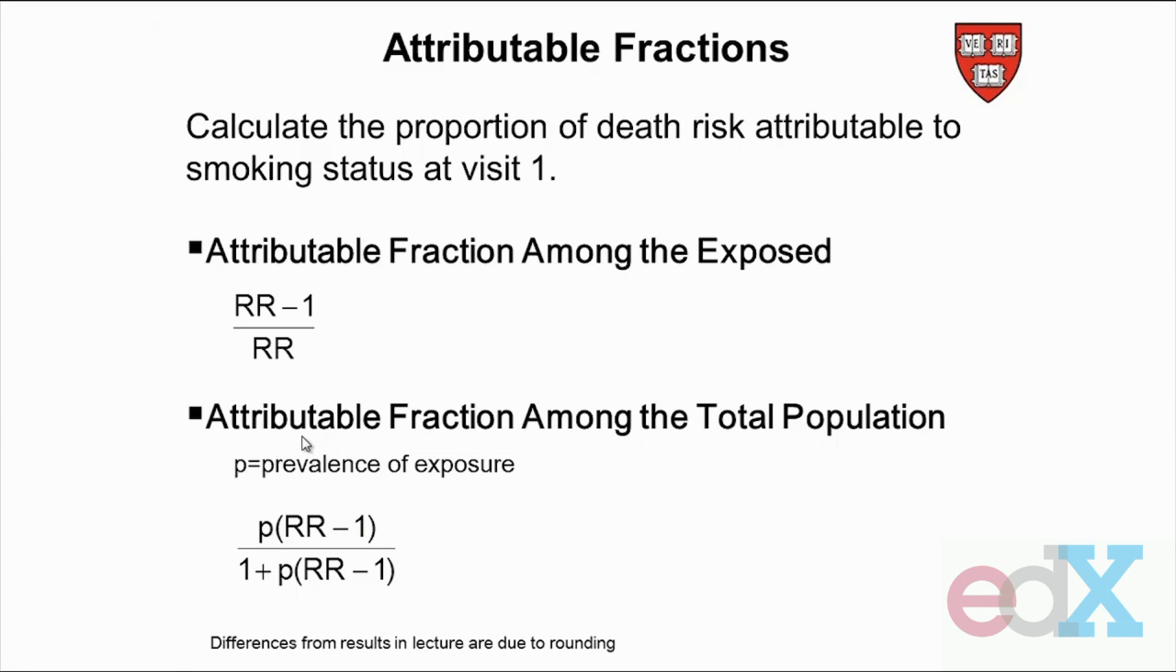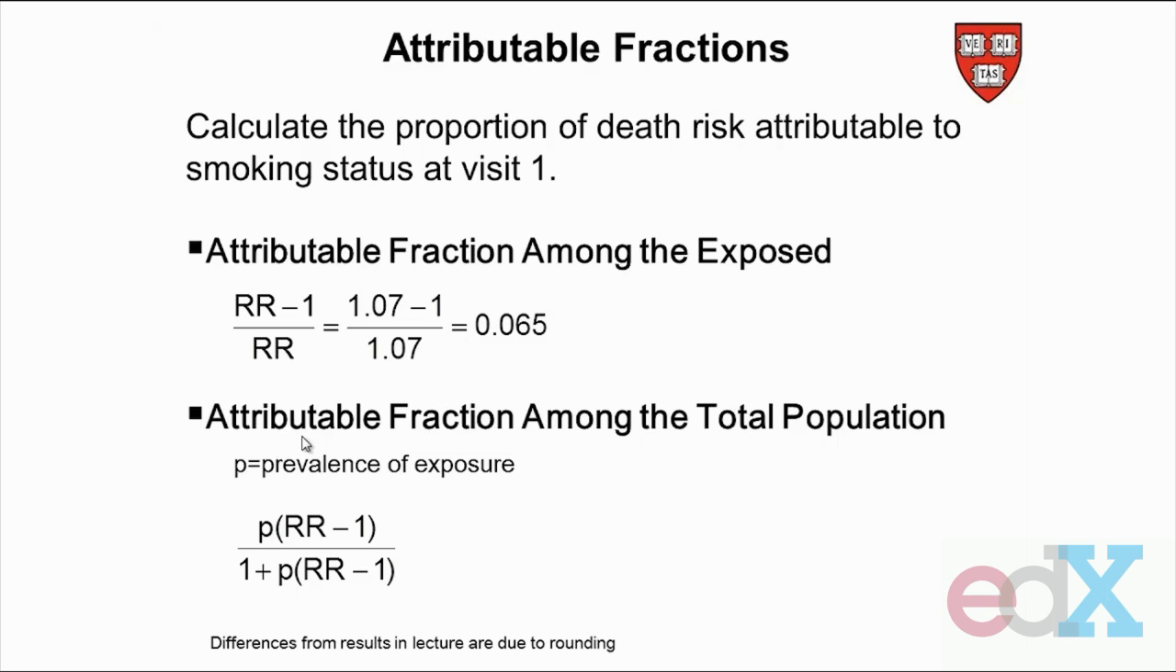The attributable fraction among the exposed was the risk ratio minus 1 divided by the risk ratio. 1.07 minus 1 divided by 1.07 yielded an estimate of 0.065. This can be interpreted as saying that 6.5% of the risk of deaths among the smokers can be attributed to smoking.